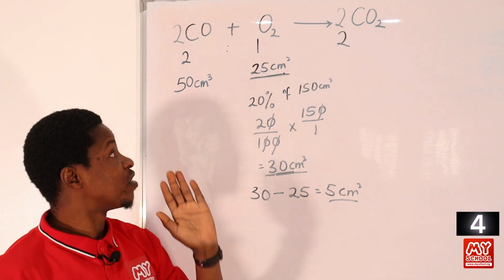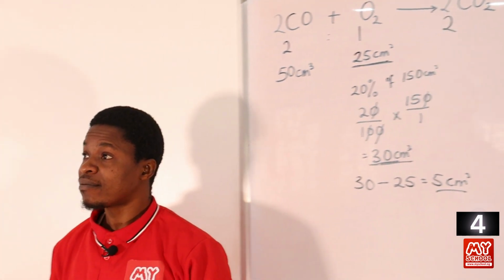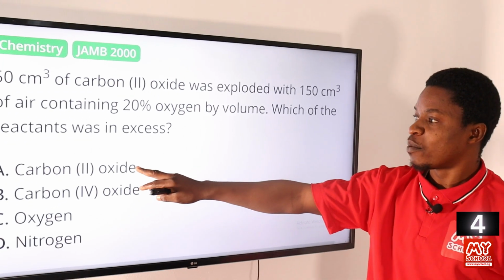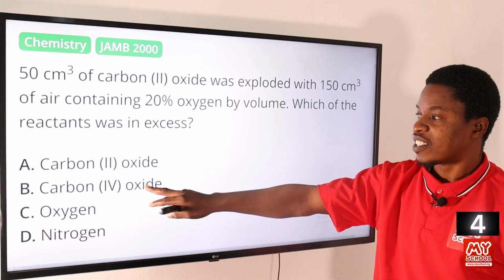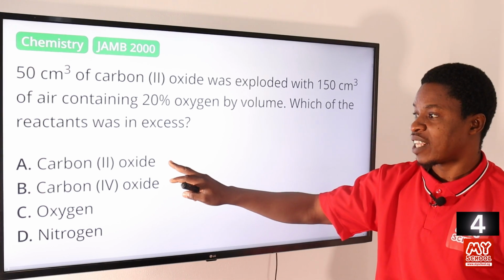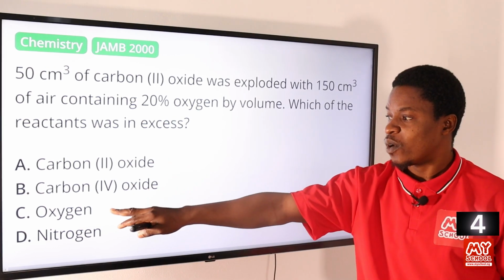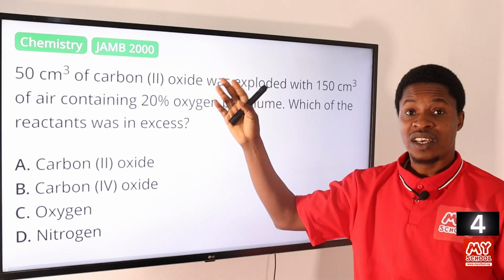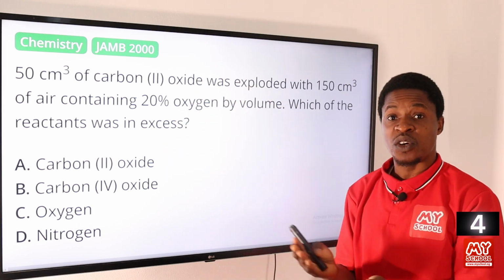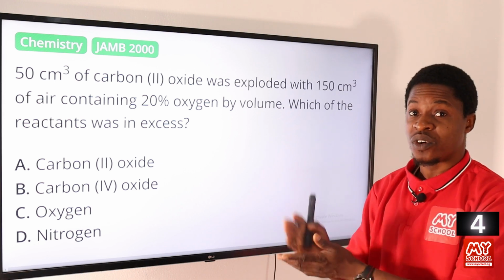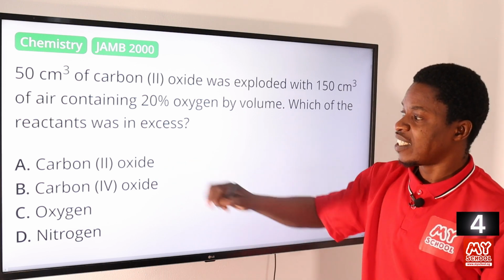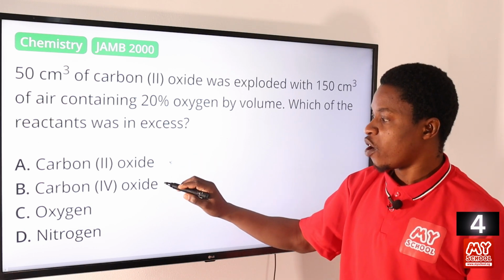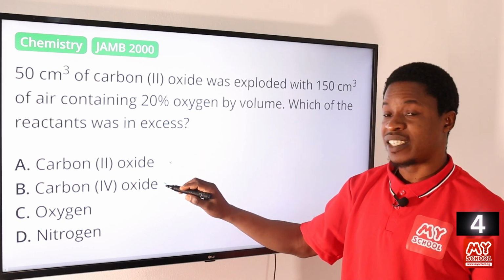Okay, so let's go back to the board and look at the options now. Option A, we have carbon 2 oxide. We have carbon 4 oxide. Of course, it is not carbon 4 oxide. Oxygen and nitrogen. Nitrogen is not even in the equation. So the reaction is between CO plus O2 to form CO2. So this is not the answer. This is not carbon 4 oxide. This is the product, so it is not a reactant.